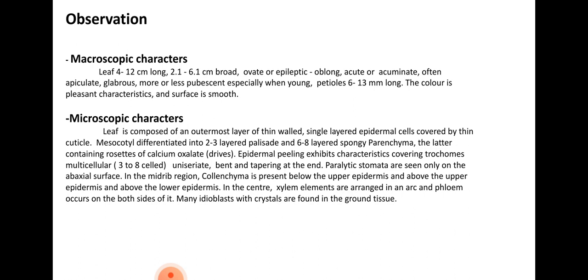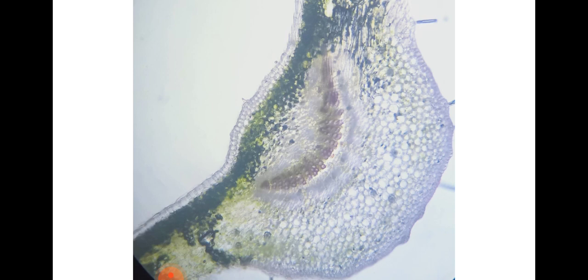Epidermal peeling exhibits the characteristic covering trichomes, and these trichomes are multicellular, 3 to 8 cells, uniseriate. They are bent, tapering at the end. Paracytic stomata are seen only on the abaxial surface. In the midrib region, collenchyma is present below the upper epidermis and above the lower epidermis also. In the center, xylem elements are arranged in an arc and phloem occurs on both sides of it. Many sclereids with crystals are found in the ground tissue also. In the middle also ground tissues are found.